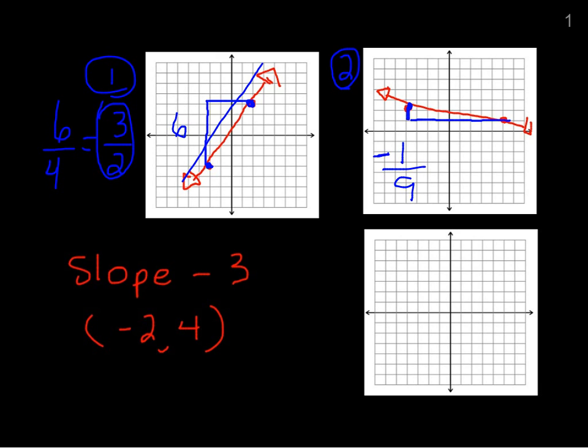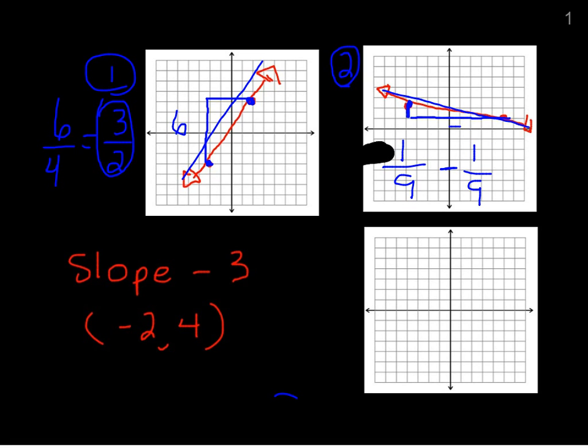I could have also just said my rise is 1, and put the 1 on top. My run is 9. I see that slope man would go down the hill, so I'm going to put a negative. So the answer is -1/9.